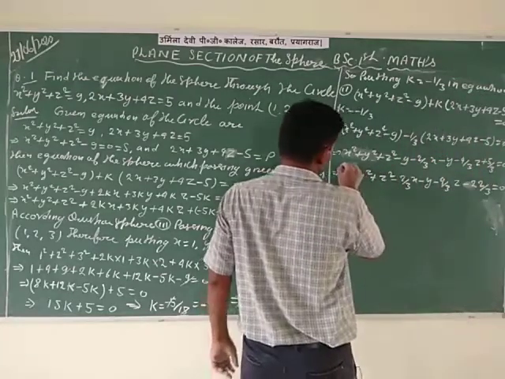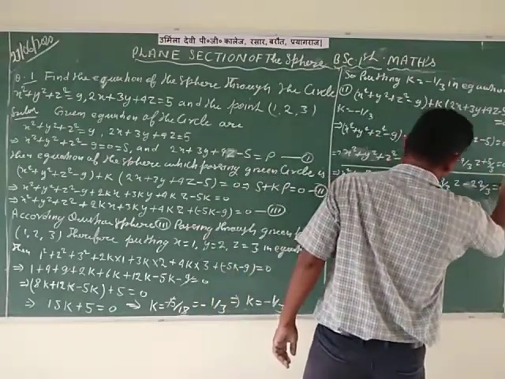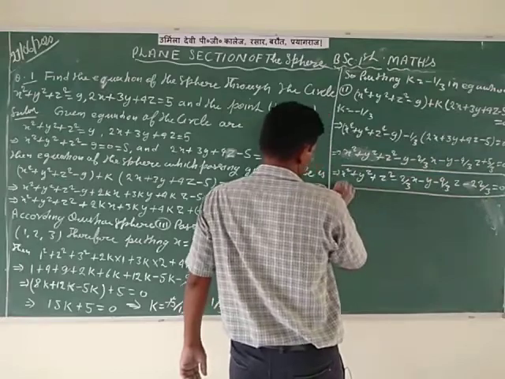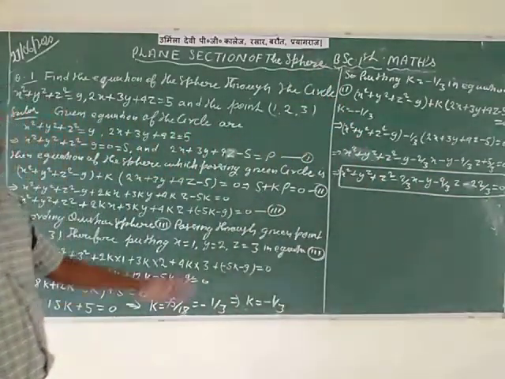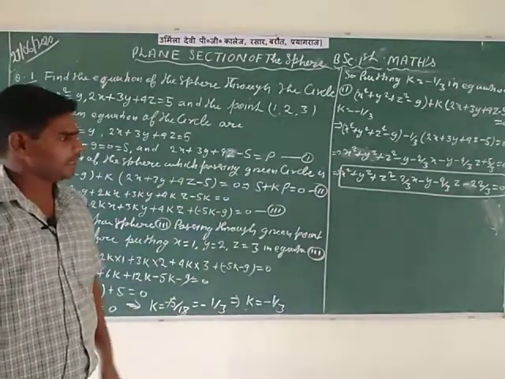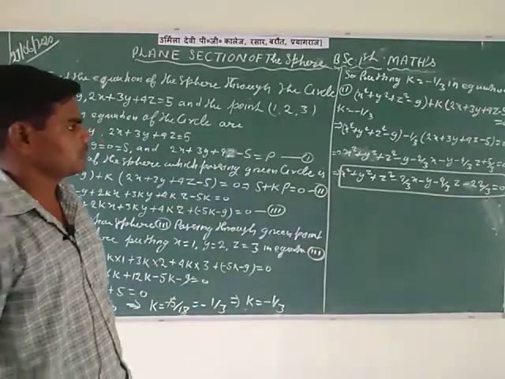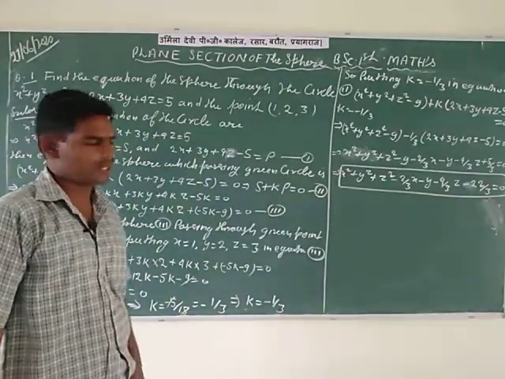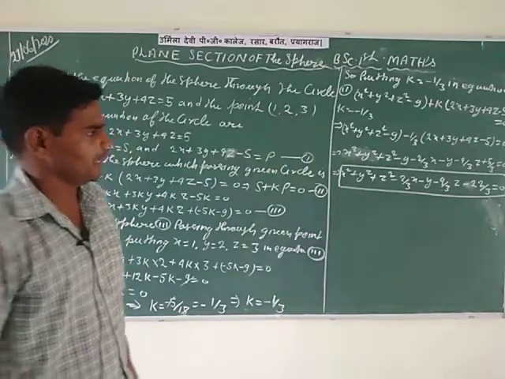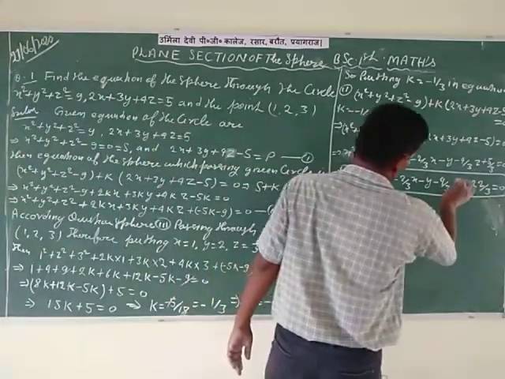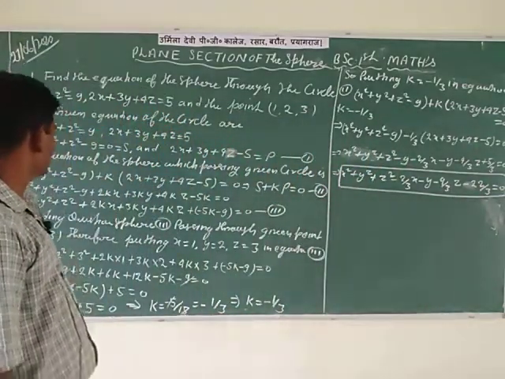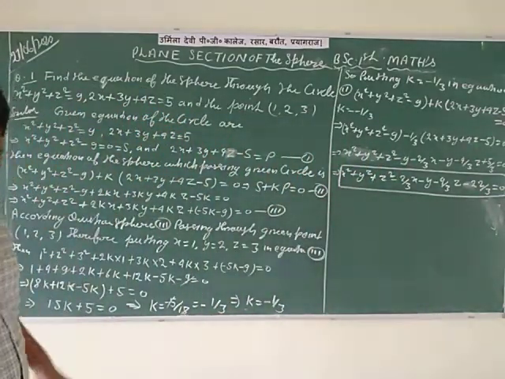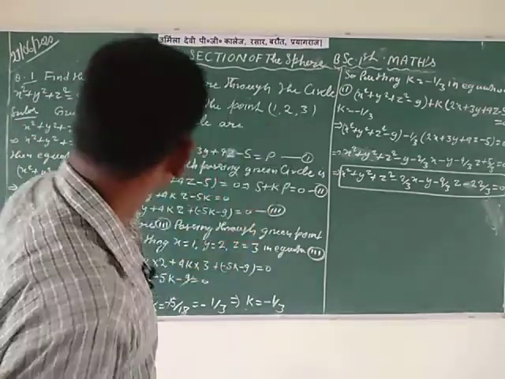Okay, so it's the complete solution of the first question. This is the equation of the sphere: x² + y² + z² − (2/3)x − y − (4/3)z − 22/3 = 0. So please revise the first question again.